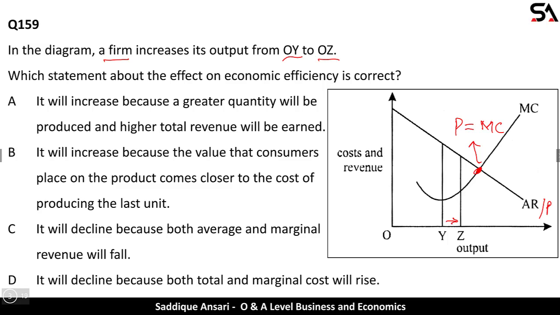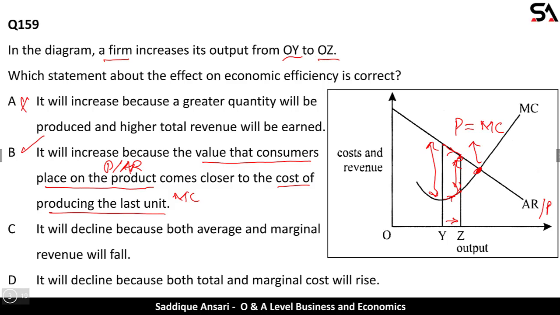So let's read the options. It will increase because a greater quantity will be produced and higher total revenue will be earned. This is not related to efficiency, so this cannot be the answer. It will increase because the value that consumers place on the product, this is the price or average revenue, comes closer to the cost of producing the last unit. This is marginal cost. So you can see as we move from Y to Z, this gap is decreasing as compared to this one. Hence B is our answer.